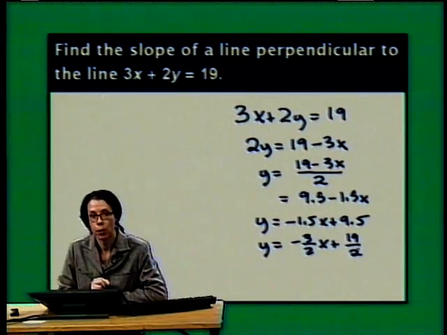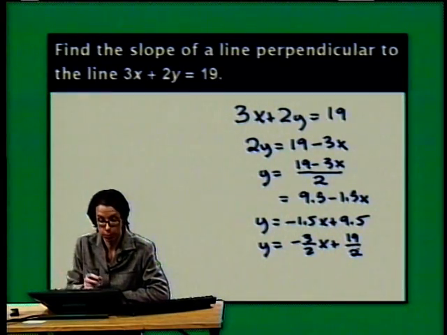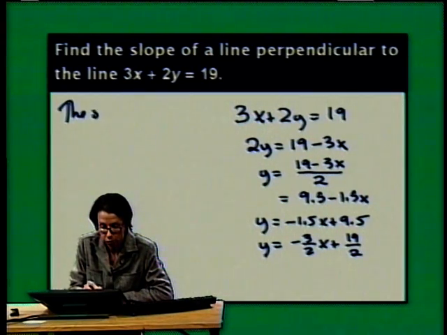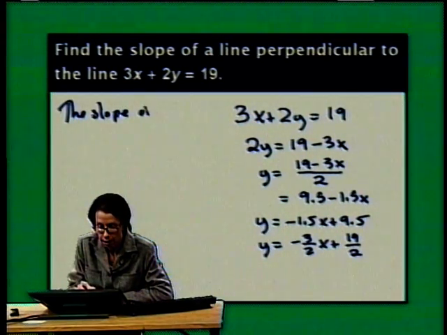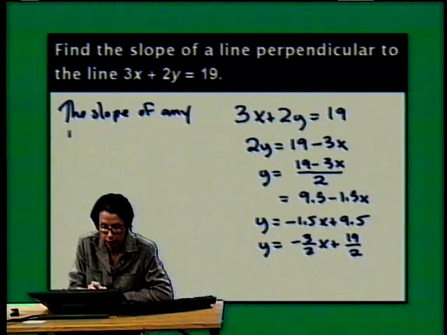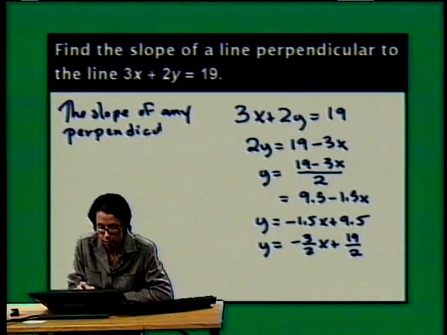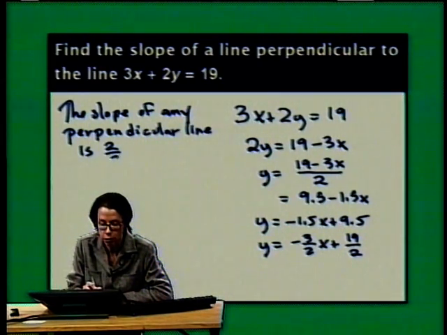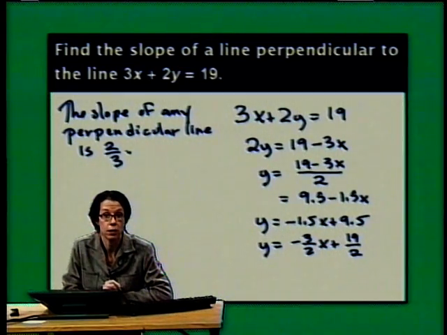But now I have the equation in slope-intercept form. I see that the slope of the given line is negative 3 halves. We want to find the slope of any line perpendicular. That's going to be the opposite reciprocal. So the slope of any perpendicular line is positive 2/3, the opposite reciprocal of negative 3/2.